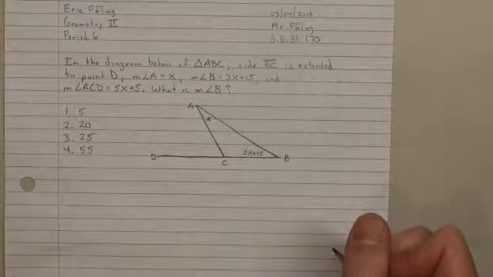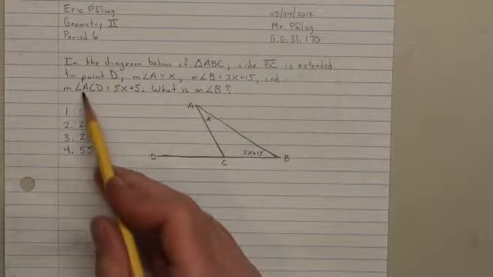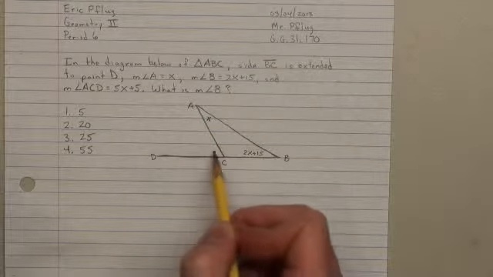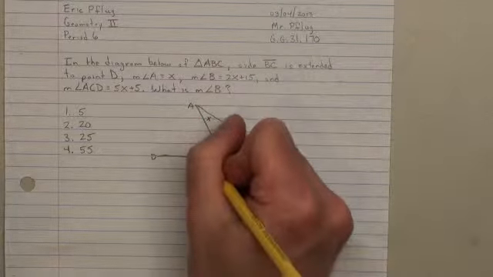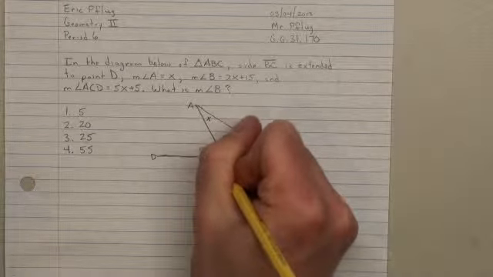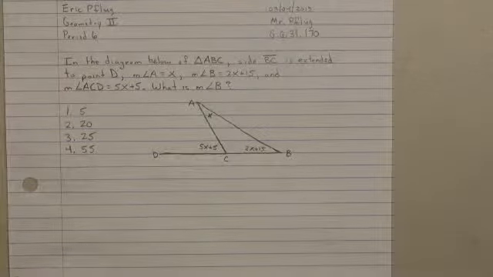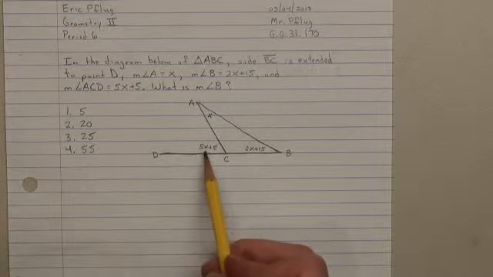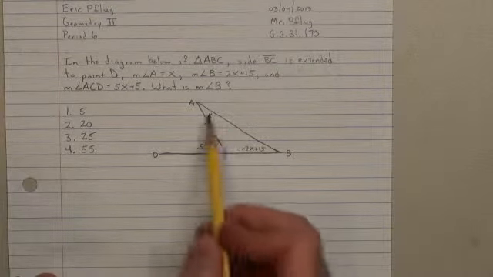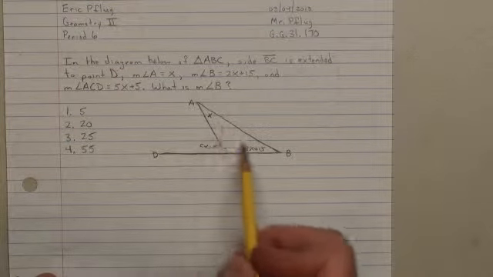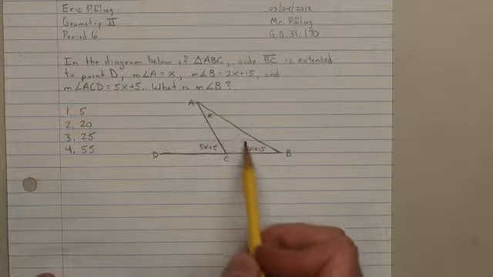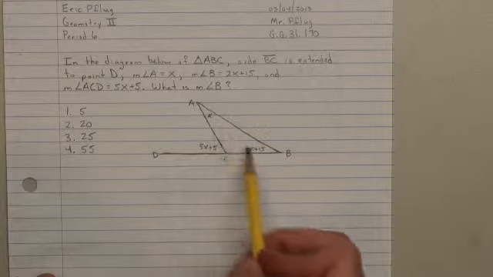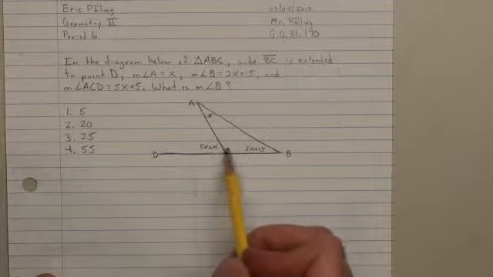Okay? And the measure of angle ACD, that's our exterior angle, ACD, it's this one, is 5x plus 5. Okay? So we're going to solve this the same way. The exterior angle is equal to the sum of the two non-adjacent interior angles. These are all interior angles. This one is adjacent. These two are non-adjacent. They're not next to it.